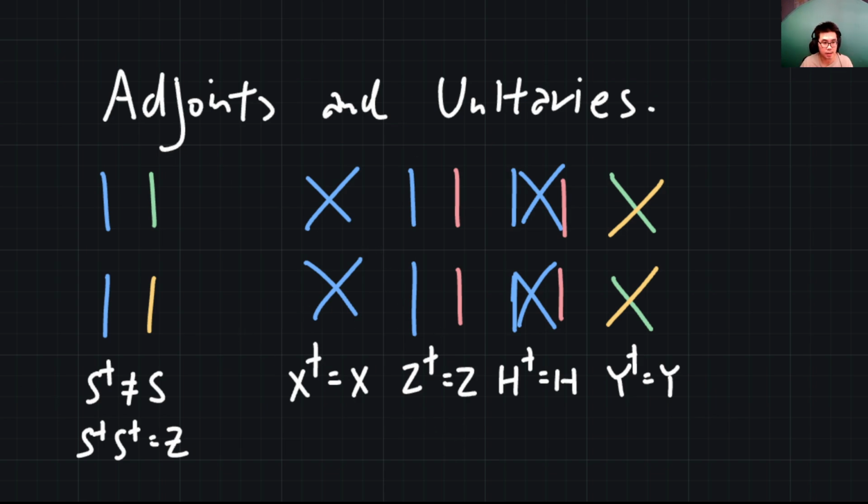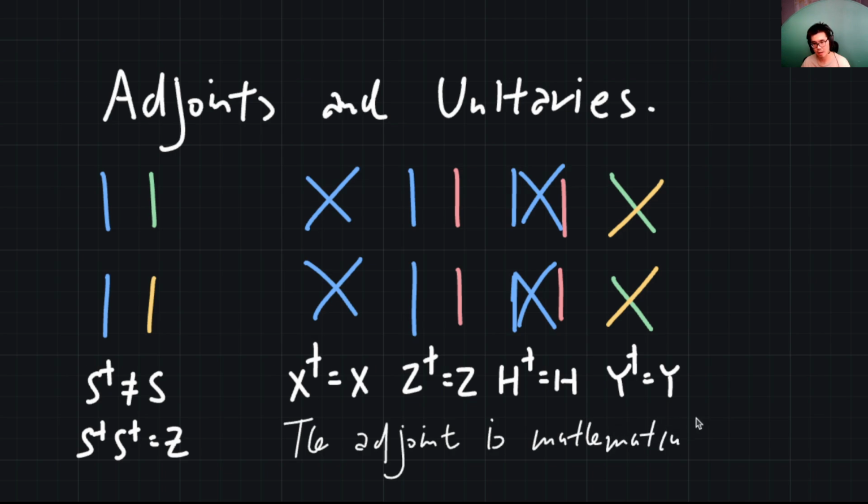So mathematically, the adjoint of the adjoint is mathematically the conjugate transpose. Conjugate transpose. But then there's another thing.